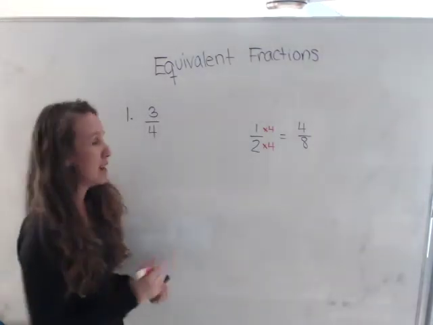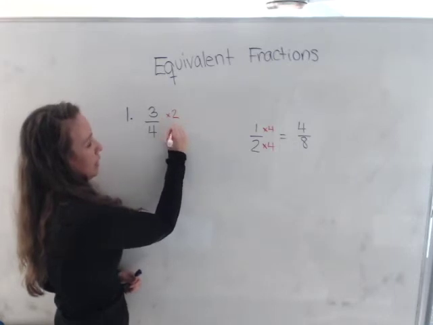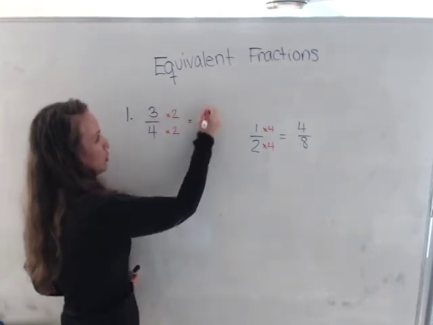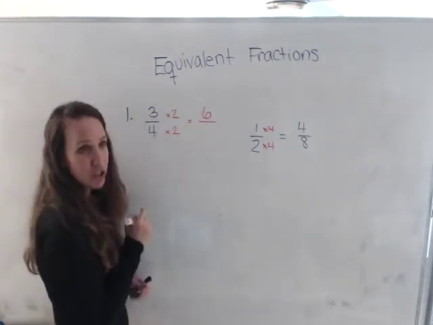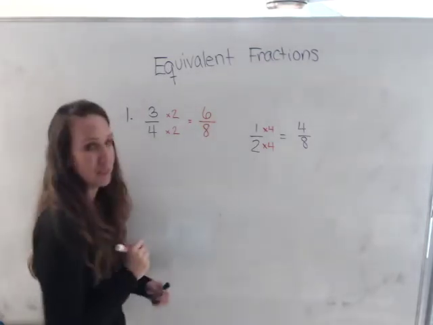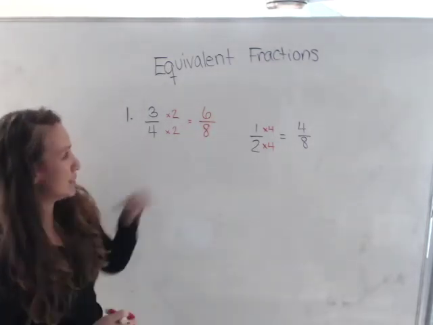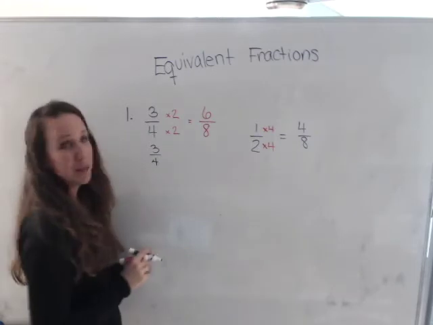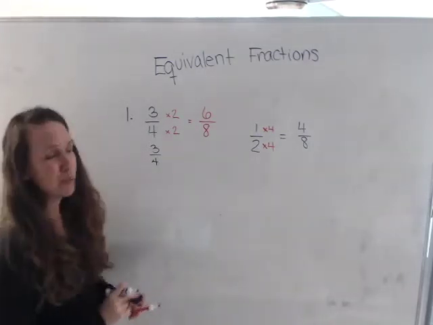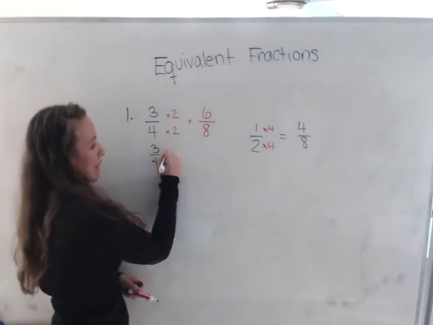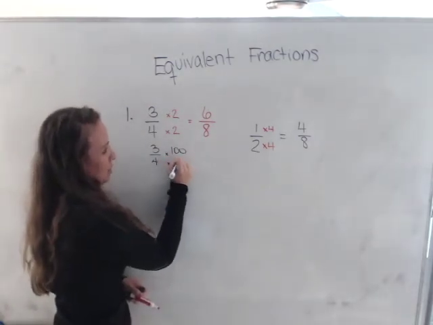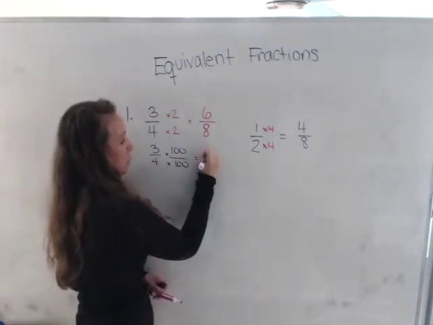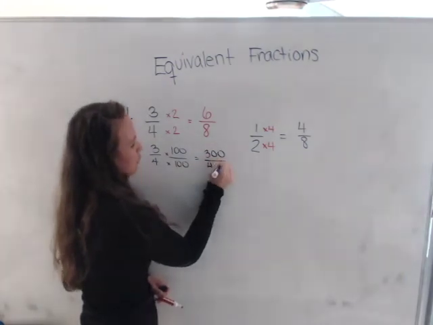So for the first one I'm going to do, I'm going to multiply by 2 and by 2. That would give me one equivalent fraction of 3 times 2 is 6, over 4 times 2 is 8. Okay? So that's one equivalent fraction. Let's find another one. So let's write 3/4, and you can multiply it again by anything you want. So you can multiply by 3, you can multiply by 4, you can multiply by 100. So I'm going to multiply the top and the bottom by 100. And that would give me 300 over 400.